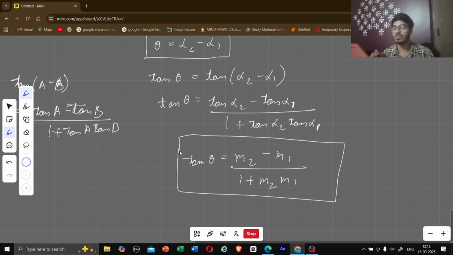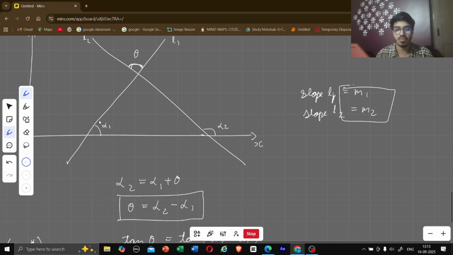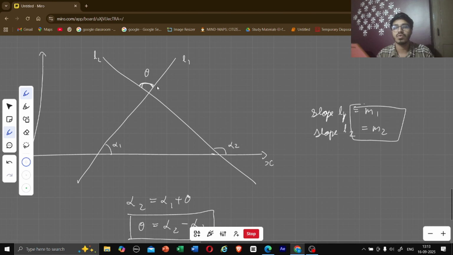Any doubts till now? Please comment in the comment section. So, if you know the slope of this line and the slope of this line and they intersect each other, we can find out the intersection angle. Any doubts till now? Please comment in the comment section, students.